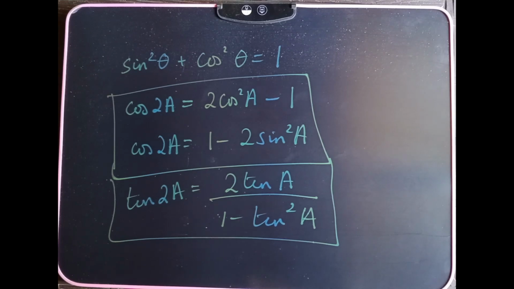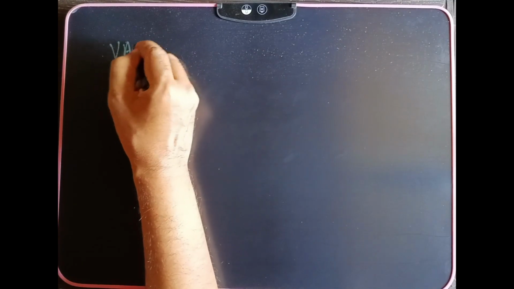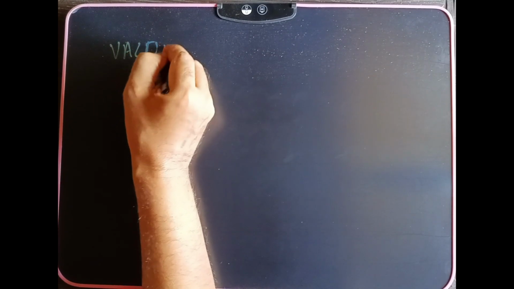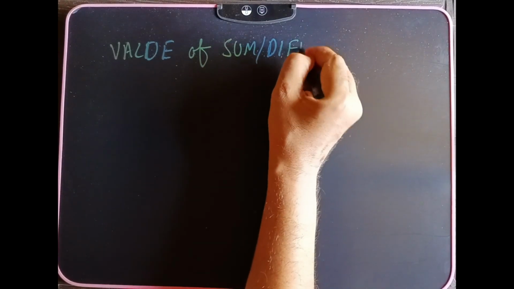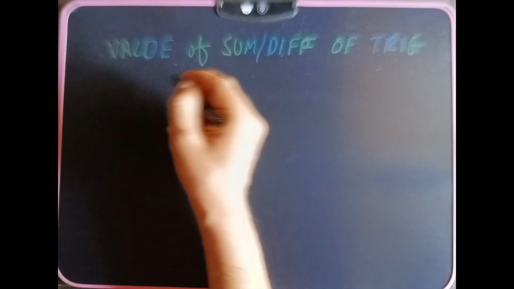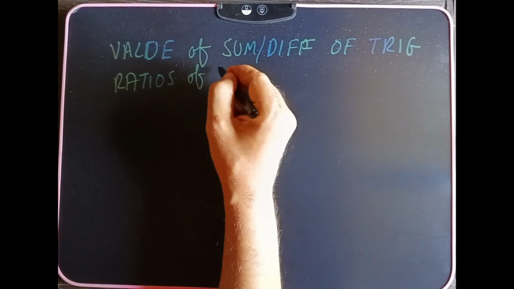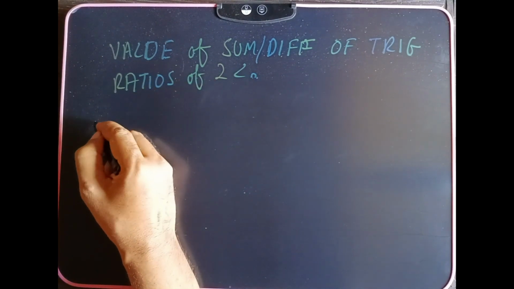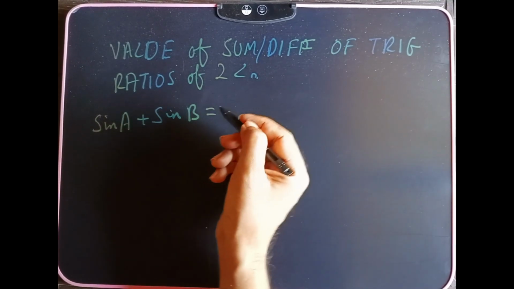Next, another particular combination can come when you want to find the value of the sum or difference of the trigonometric ratios themselves of two angles. Let us see that. Value of the sum or difference of trig ratios of two angles.